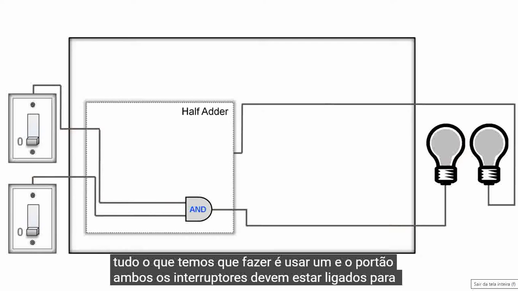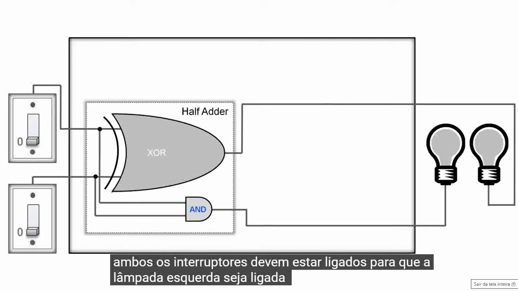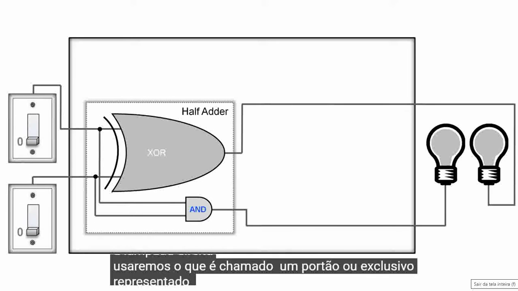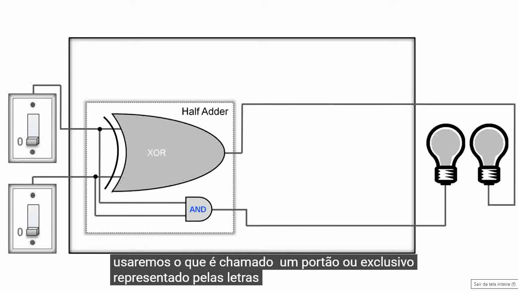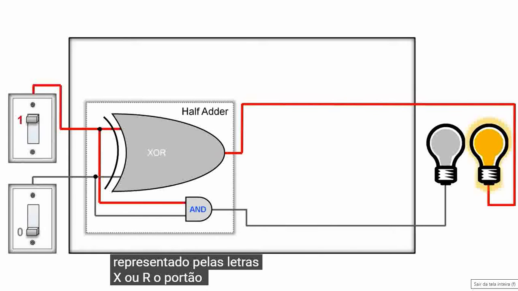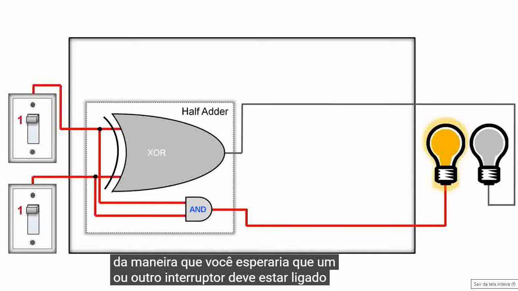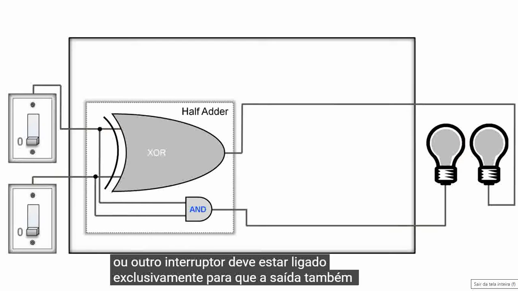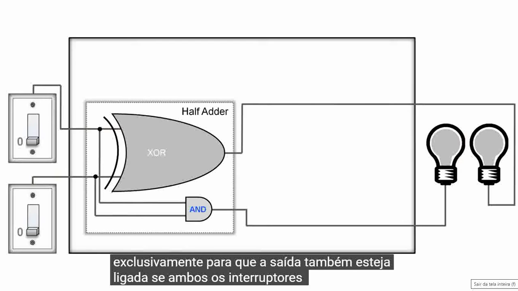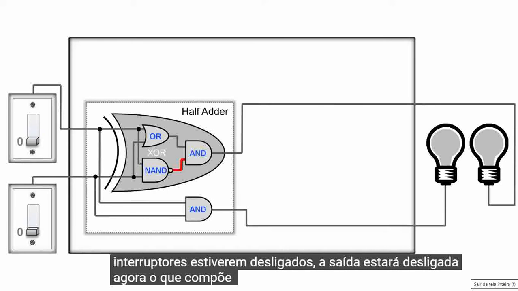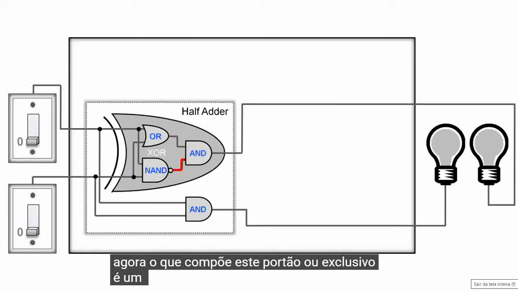Now, to turn on the right light bulb, we'll use what's called an exclusive OR gate, which is represented by the letters XOR. The exclusive OR gate acts just the way you would expect. Either one switch or the other switch has to be on exclusively for the output to be on as well. If both switches are on, or if both switches are off, the output will be off. Now, what makes up this exclusive OR gate? Well, it's an OR gate, a NAND gate, and an AND gate.